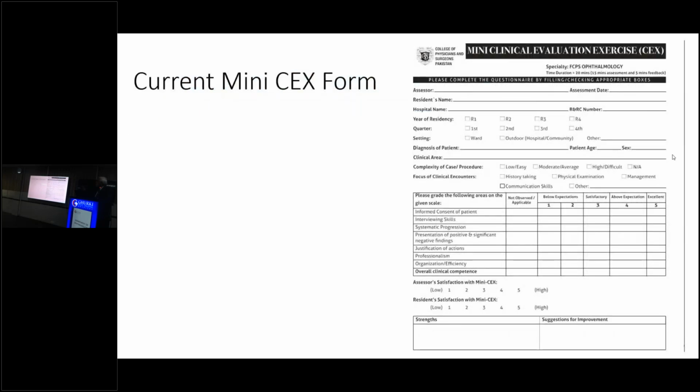In this you can see the grading of interviewing skills, symptomatic progression, justification of action and professionalism, but it does not tell you how the patient was actually examined, the examination skills, or your interpretation skills and how they were done. So this was something we thought was deficient.